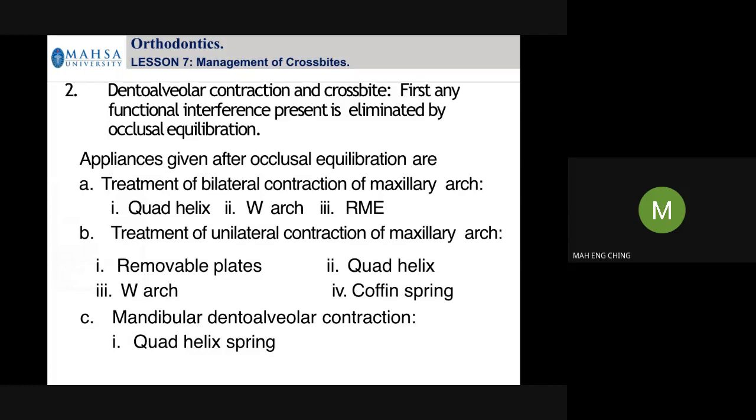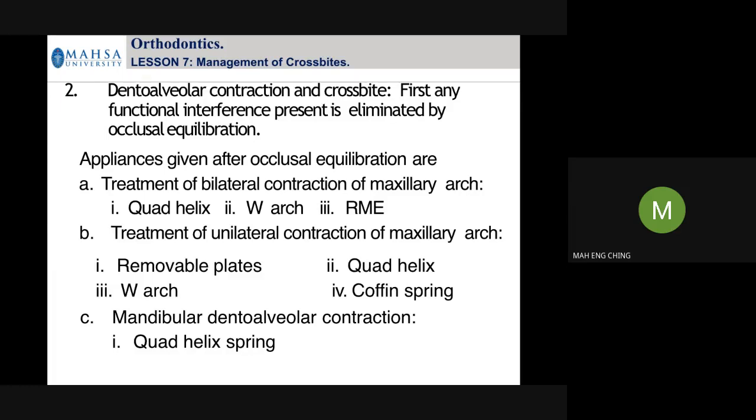Appliances given after occlusal equilibration for treatment of bilateral contraction of the maxillary arch are the quad helix, W arch, and RME, just as we discussed before. Quad helix has four loops, and you can expand differently anteriorly and posteriorly. W arch is a bit more rigid. RME applies very heavy force, with the expansion screw which can be activated about 0.5 millimeter every day.